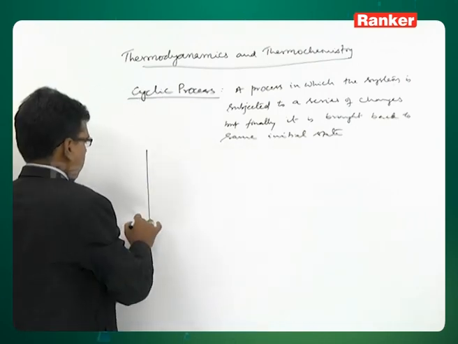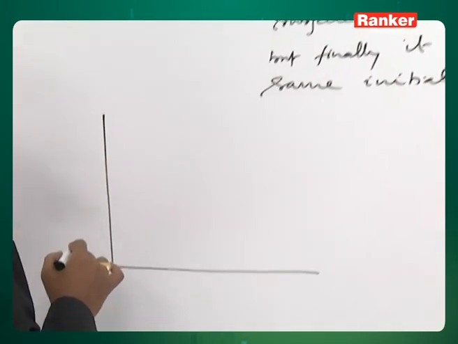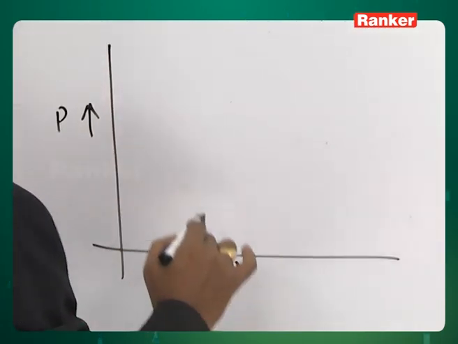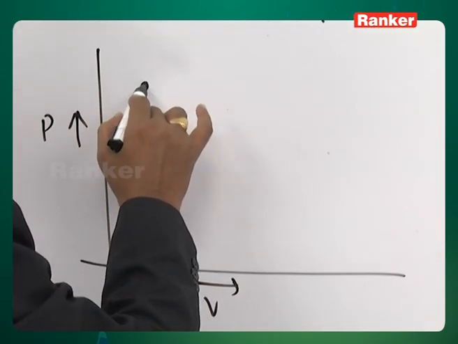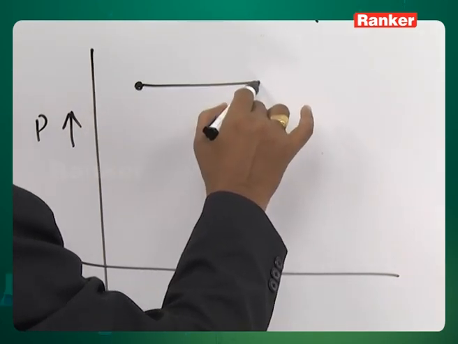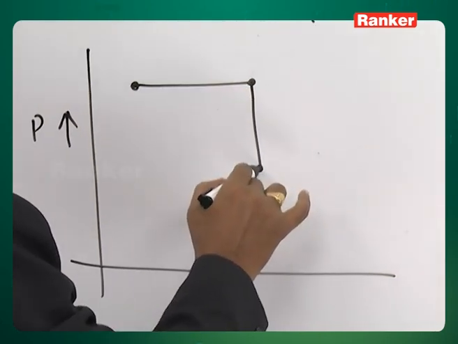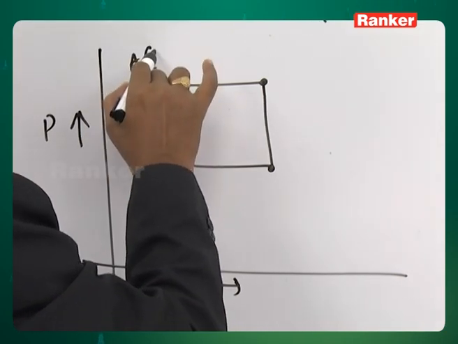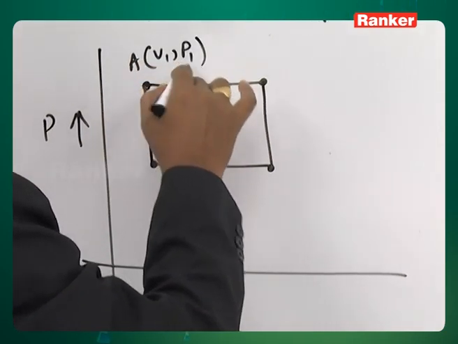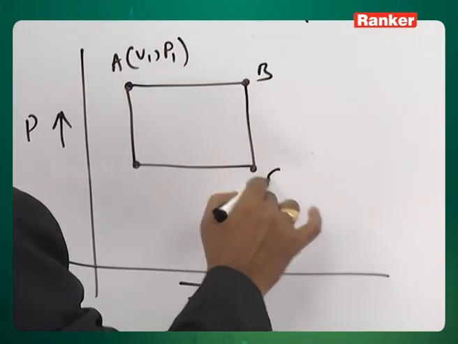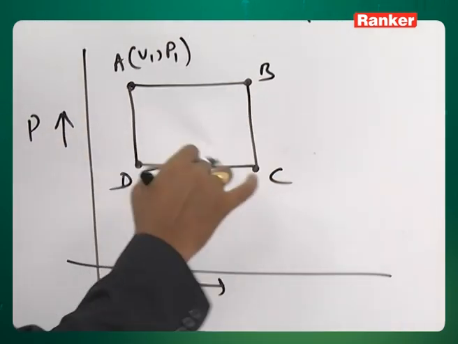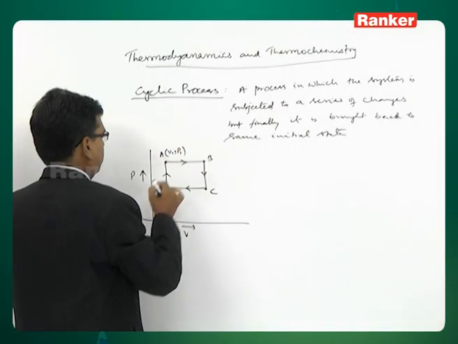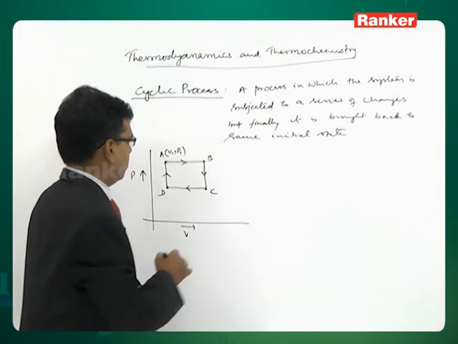A gas is allowed to expand by different processes, on a pressure-volume diagram. Suppose it starts over here at A, changes to B, B is changed to C, C changes to D, and D back to A. Initially it started with V1, P1, then B, then C, then D. This is a cyclic process: A to B, B to C, C to D, D to A. This is a cyclic process.